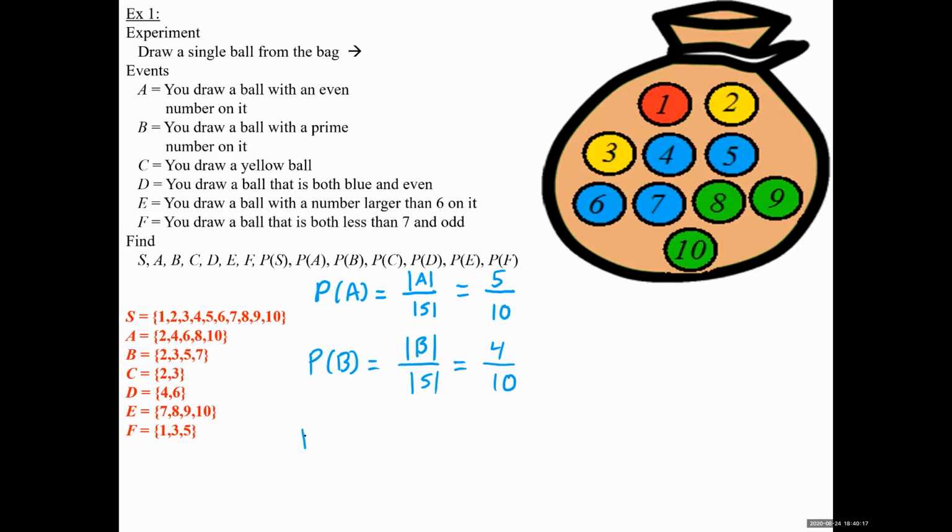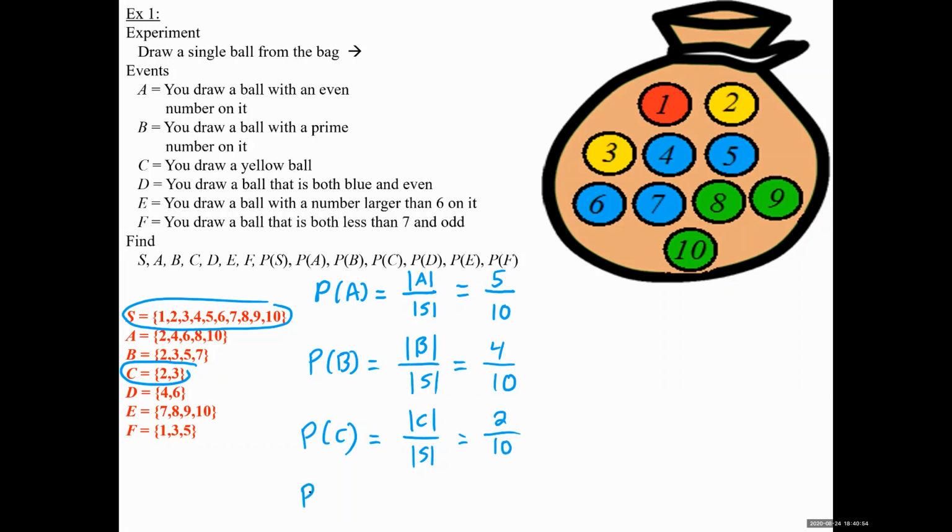Let's go to the next one, probability of C. Again, first thing you write, fraction line. Then what do I write on top as far as the formula goes? Absolute value of C, yes. What goes on the bottom? Absolute value of S, yes. And again, absolute value means count. So you have to count how many things are in C, then count how many things are in S. How many things are in C? 2. And then there's 10 things in S. So that's how you do that one.